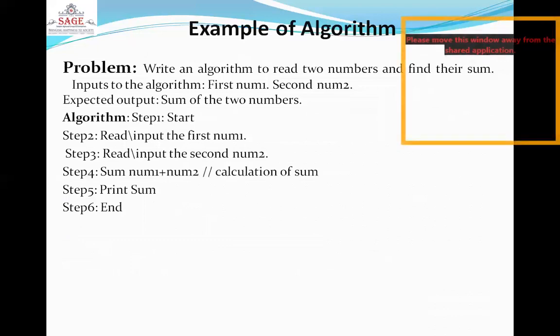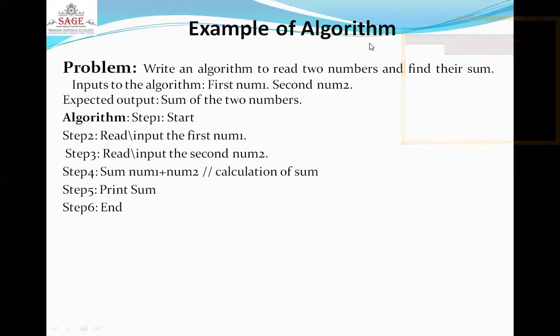This is an example. What is the problem? Write an algorithm to read two numbers and find their sum. Input to the algorithm: first number, second number. Expected output: sum of the two numbers. Means we are giving two inputs, like input 1 and input 2, and our output is the sum of the inputs. So these are the steps of the algorithm.